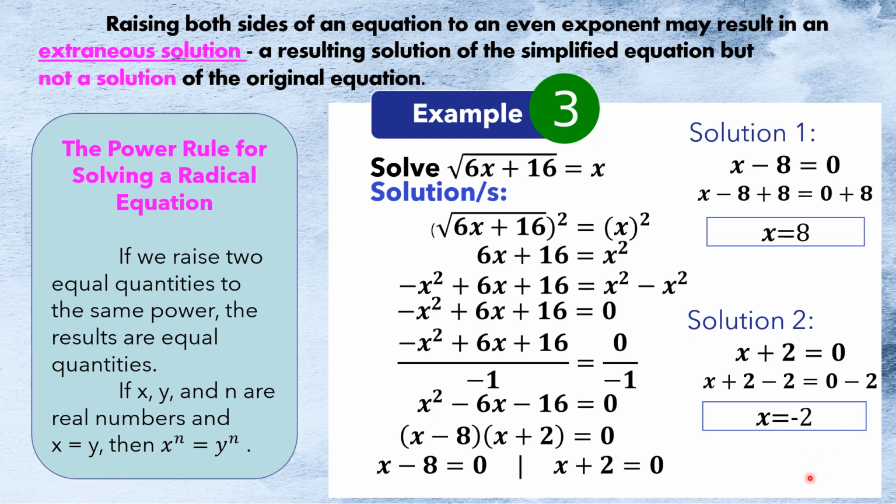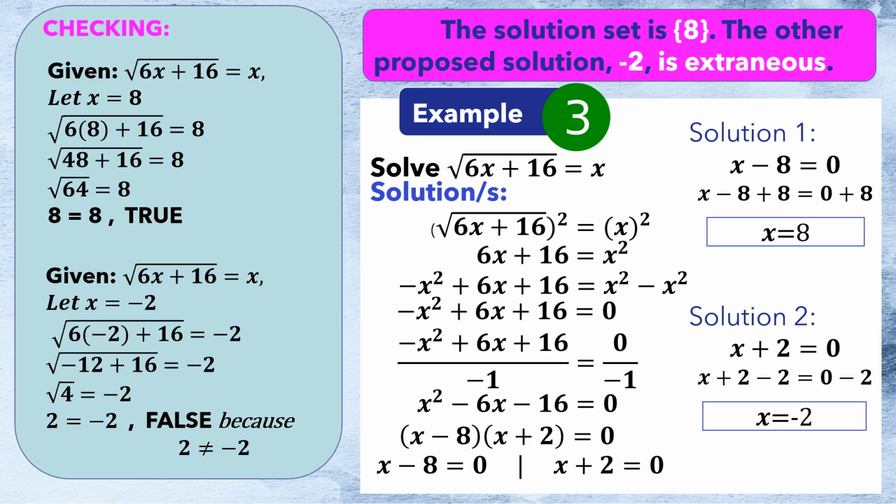Okay, again, syempre, kailangan natin ng checking para makita natin kung masasatisfy ba nila yung ating original equation. For our checking, so kanina, ang ating original equation ay square root of 6x plus 16 equals x. Ang dalawang solutions na nakuha natin, 8 and negative 2. So, itong dalawang to, i-test natin kung masasatisfy ba nila. So, if x is equal to 8, so we have here square root of 6 times 8, okay, substitute the value of x, which is 8, plus 16 equals 8. So, square root of 6 times 8 is 48, plus 16 equals 8. 48 plus 16 is equal to 64. Ang square root po ni 64 ay 8. 8 equals 8, which is true po yan, kasi equal sila.